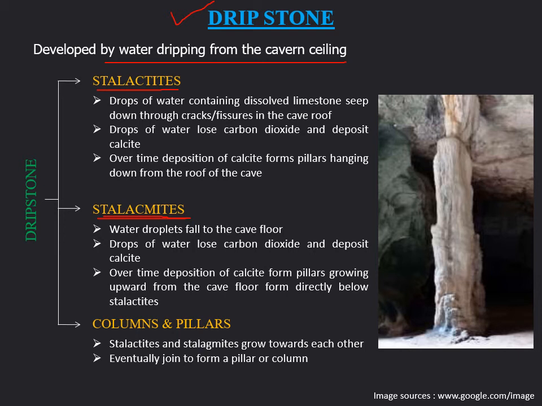But in all these three cases, if you look at the growing direction of the carbonate depositional landforms, whether it is stalactite or stalagmite or columns and pillars, they all grow in the vertical direction, more precisely in the perpendicular direction from the cave roof or cave floor. But apart from this, in the cave rocks we often find some varieties of these kinds of depositional structures.